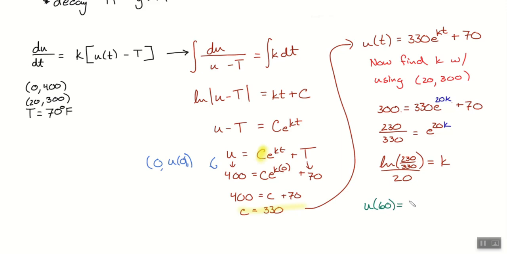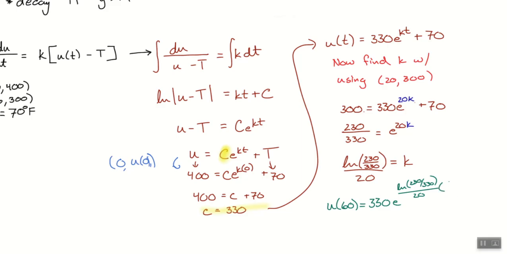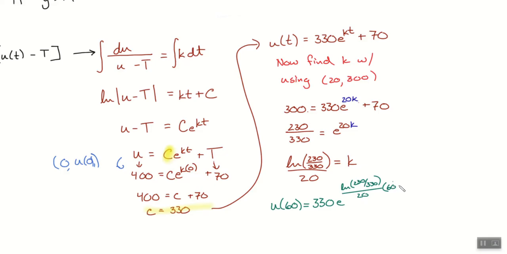Well, let's do it. What's my C value still? 330. Don't like that 3. Don't know why. 330, e to the, and this is gross, but here's K: 230 over 330 over 20. And times what? Times 60. And there's one more little thing that we have to do. Plus 70.